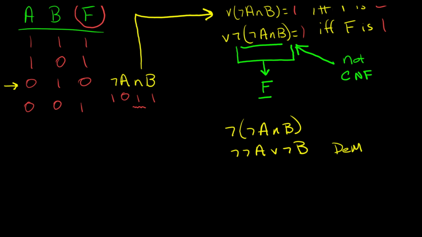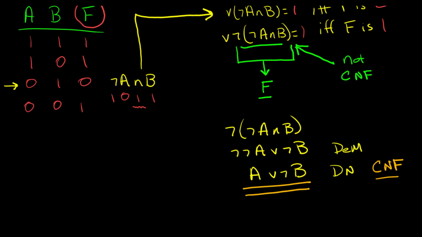Then if we were to use double negation elimination, replacing this not A with A, we would be left with A or not B by double negation. So note a couple things about this particular formula. The first is that it is in conjunctive normal form. And the second thing to note is that this particular formula, A or not B, is true whenever the function is true, and false whenever this particular function is false.